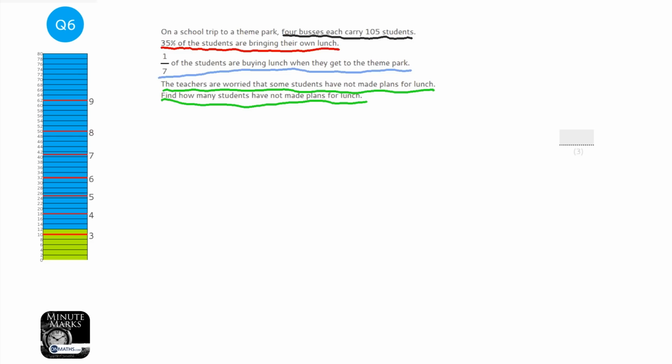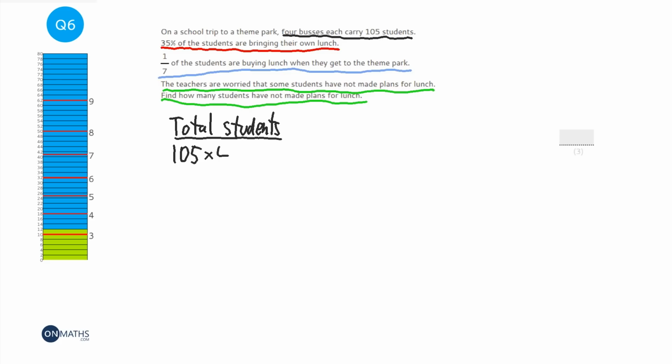So let's do the first thing first, and let's work out the total amount of students, and show the examiner what you're working out each time. So we're going to do 105 times by 4. You can do that any method you want, but it's going to be 100 times 4 is 400, 5 times 4 is 20, so it's going to be 420 students. So we've got 420 students in total. So next we need to work out how many are bringing their own lunch.